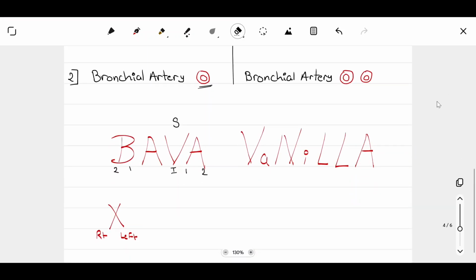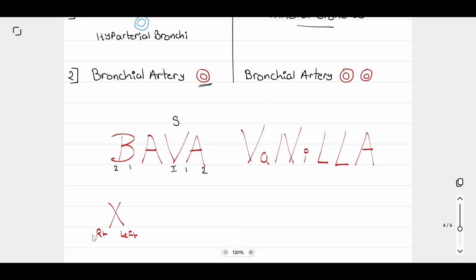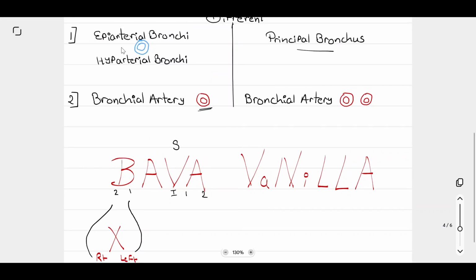I have a short mnemonic which will help you to memorize the contents, and it starts from BAVA Vanilla. Here B stands for principal bronchus, and the numbers written down are 2 and 1. Here 2 stands for the number of bronchi in the right lung, and 1 stands for the number of bronchi in the left lung. So as I have told you, epiarterial and hypoarterial bronchi in the right lung are 2 in number, and the principal bronchus on the left is 1.